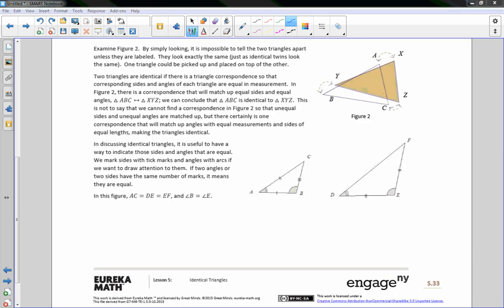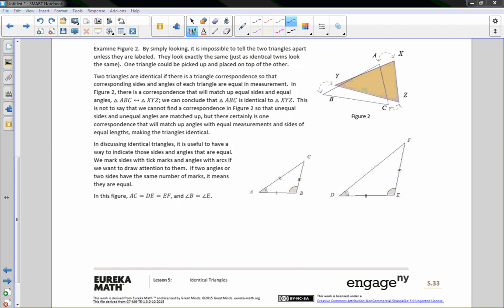Okay, examine figure 2. By simply looking, it is impossible to tell the two triangles apart unless they are labeled. They look exactly the same, just as identical twins look the same. One triangle could be picked up and placed on top of the other. Two triangles are identical if there is a triangle correspondence, so that corresponding sides and angles of each triangle are equal in measurement. In figure 2, there's a correspondence that will match up equal sides and equal angles. Triangle ABC corresponds to triangle XYZ. We can conclude that triangle ABC is identical to triangle XYZ.